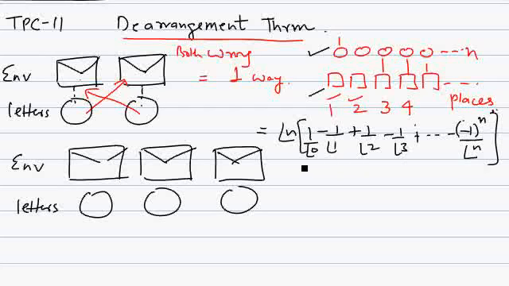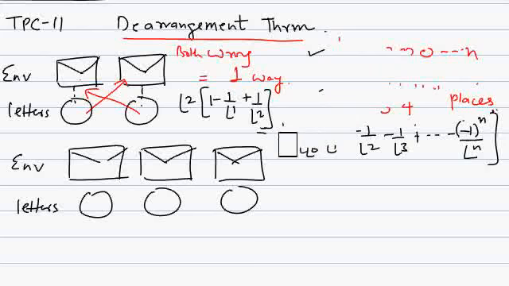This is the derangement theorem, to place n objects in n corresponding positions so that no object is placed in its corresponding position. N objects, n places, none of them is placed in its corresponding position. So in this case, if we had applied the formula, 2 factorial times 1 minus 1 by 1 factorial plus 1 by 2 factorial, you would have got the answer 1, right? You can check, the answer is 1.